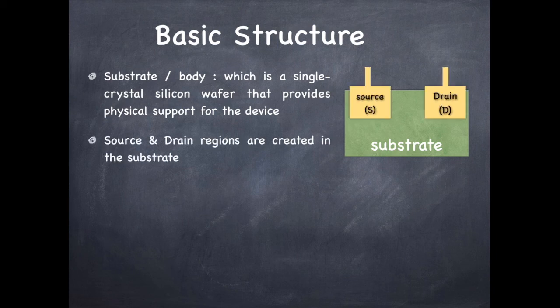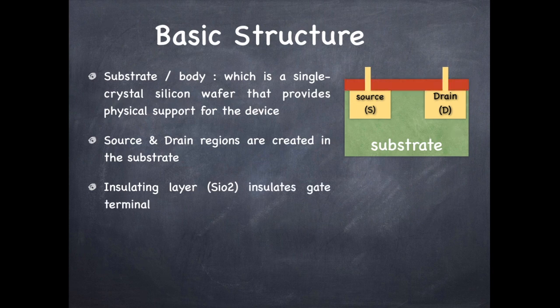Source and drain regions are heavily doped regions which are created in the substrate. Obviously, they have opposite polarity to that of the substrate. Then we have an insulating layer, which is a layer of silicon dioxide on the substrate. It basically insulates the gate terminal. Gate terminal is made up of metal.